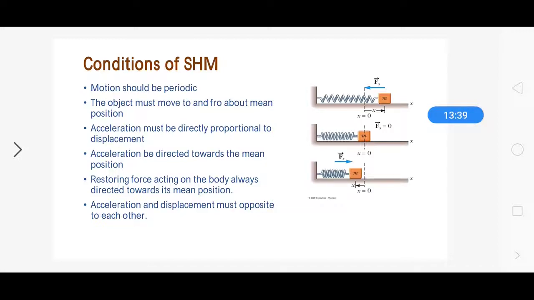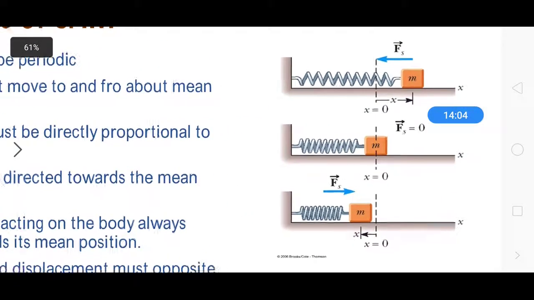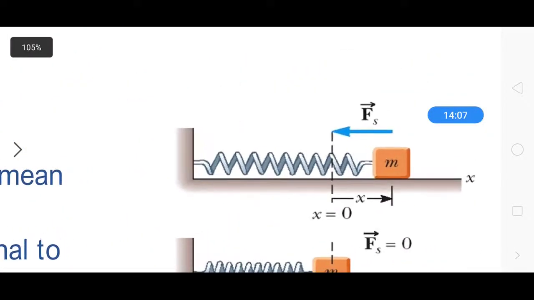Next, the acceleration must be directly proportional to displacement. See here, during the elongation, what happens? The restoring force develops inside the spring. That restoring force always acts towards the mean position. You can see the figure here. The force is acting towards the mean position during the elongation.